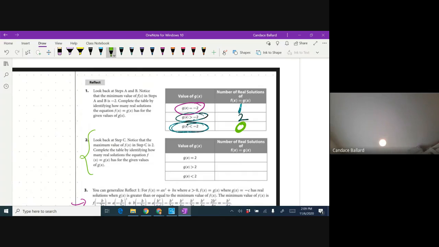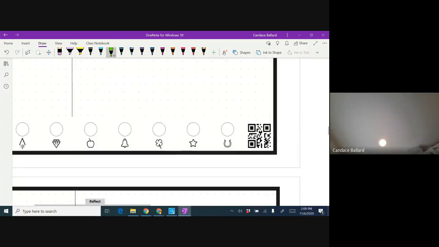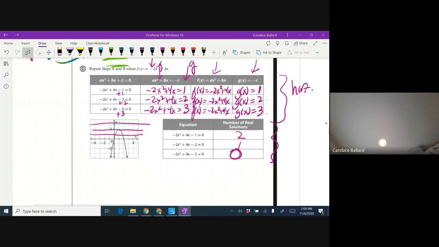All right, look back at step C. Notice that the maximum value of f of x in step C is 2. Complete the table by identifying how many real solutions to the equation f of x equals g of x has for the given value. So now we're going to go kind of the other direction. They wanted us to look exactly at 2. So how many solutions exactly at that maximum value?